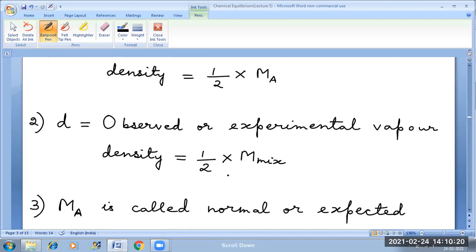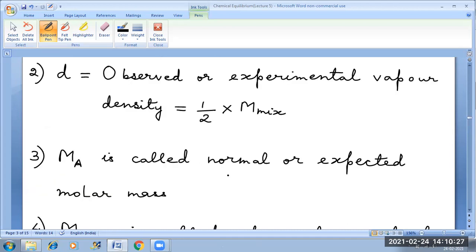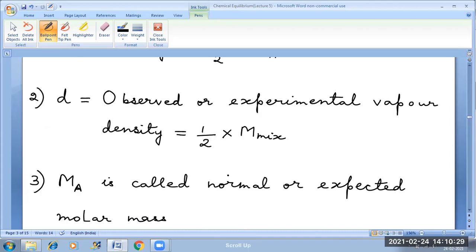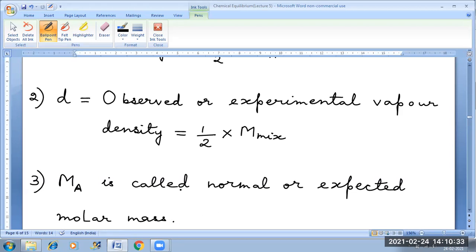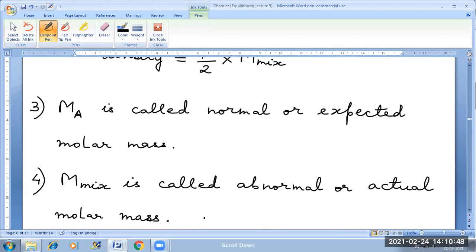What is Ma called? Capital Ma is called normal or expected molar mass. Then what should mx be called? It will be called abnormal or actual molar mass.